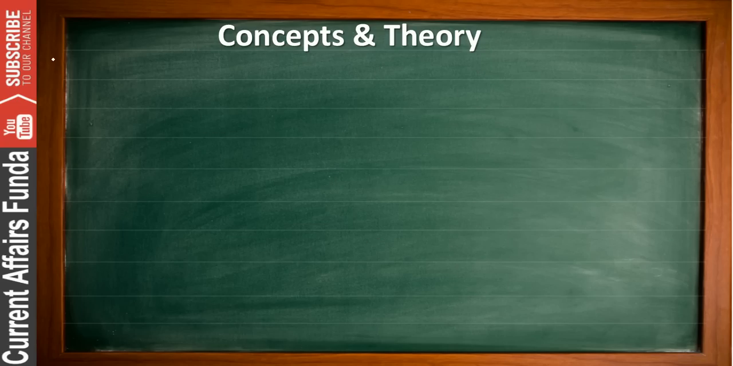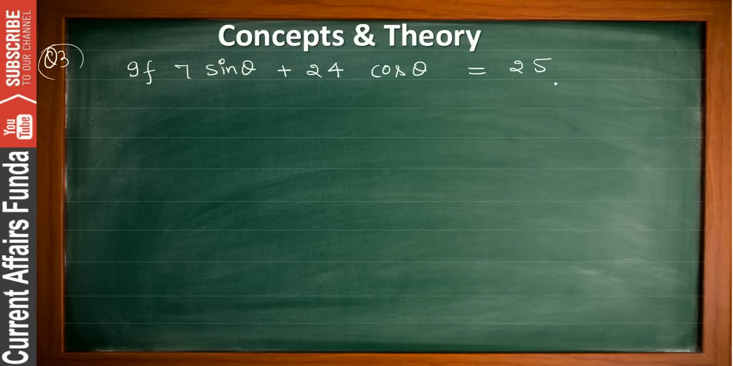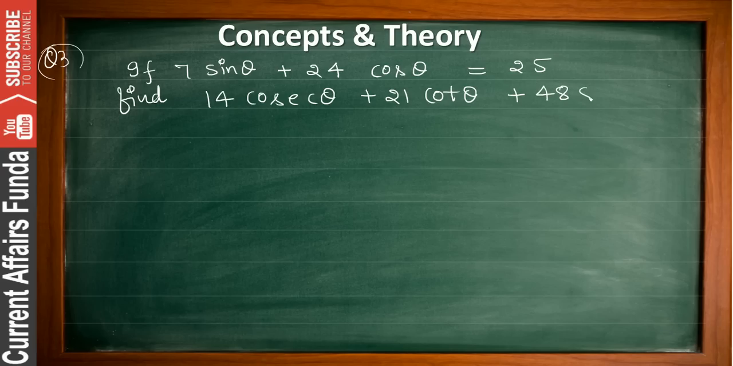Now friends, see let some previous years' problems, that is problem number 3 here. If 7 sin theta plus 24 cos theta, that is equal to 25, okay, then friends you need to find the value of 14 cosec theta plus 21 cot theta plus 48 sec theta.